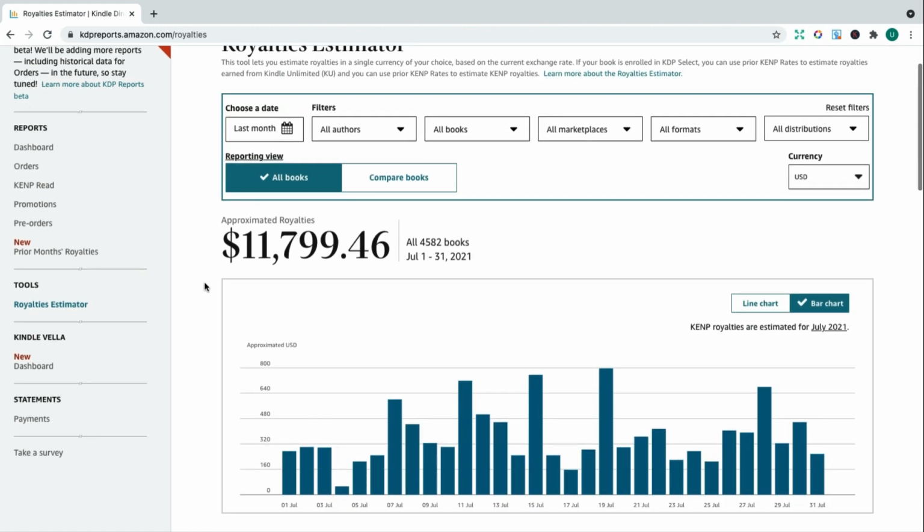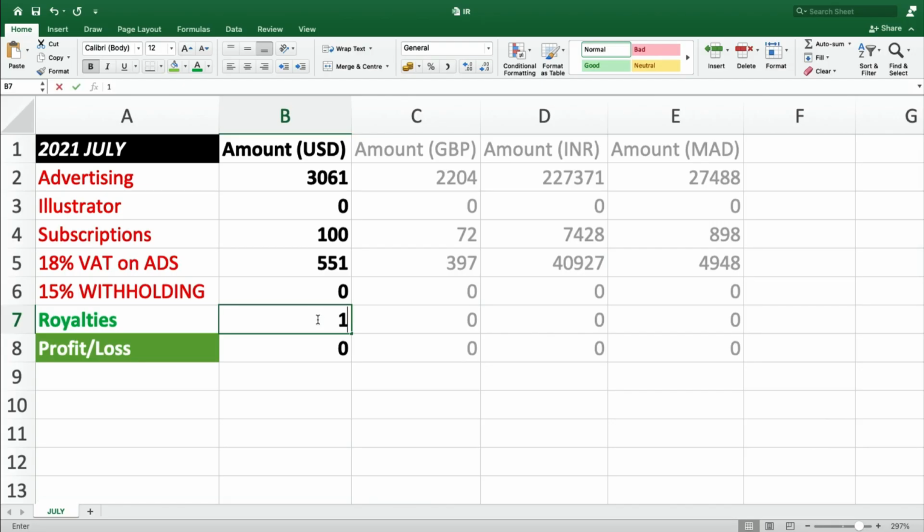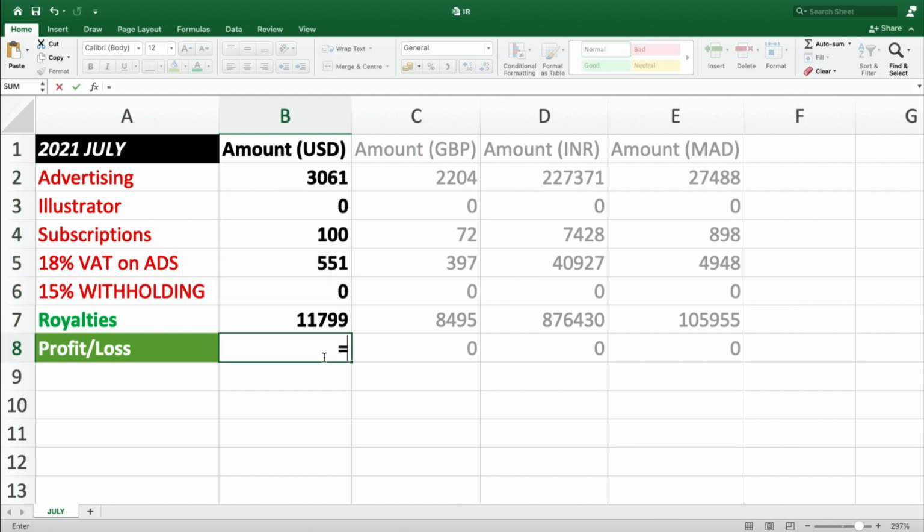And so we had $11,799 in royalties. So the royalties are $11,799. To calculate the profit, we have to subtract this from these. So let's do that. So we have a total profit of $8,000.